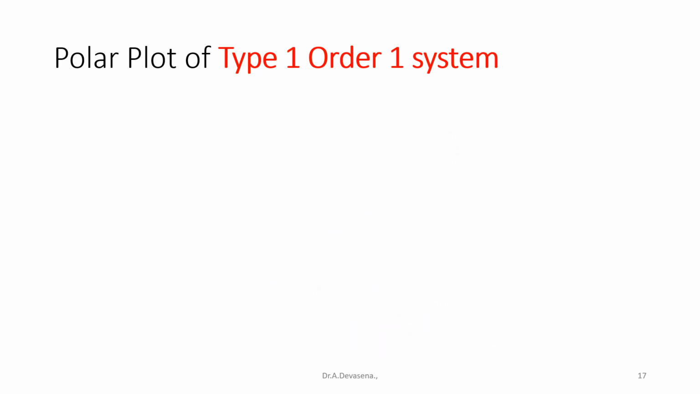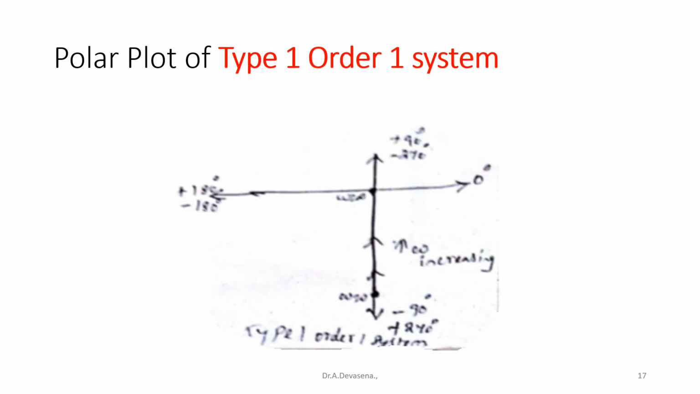Now we are going to see the polar plot of type 1 order 1 system. The diagrammatic representation of type 1 order 1 system is shown below. In this graph, we have type 1 order 1 system representation. This is indicated here.